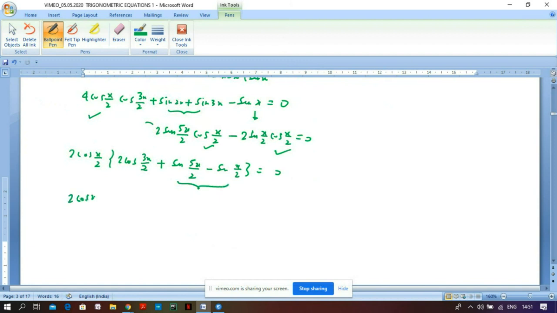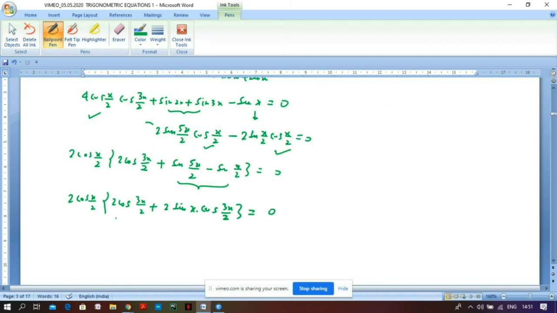So I can write 2 cos x over 2, 2 cos 3x over 2, and sin c minus sin d, that's 2 sin of (c minus d) over 2. So 5x minus x over 2 gives sin of x, simply sin of x. And then this is cos of (c plus d) over 2, so that is cos of 3x over 2. And so that is just equal to 0.